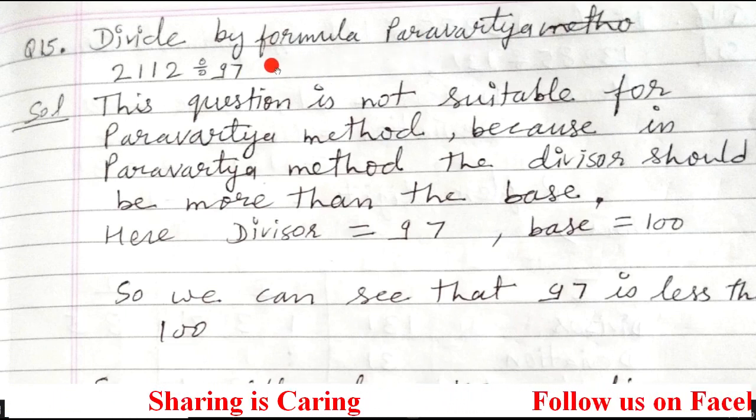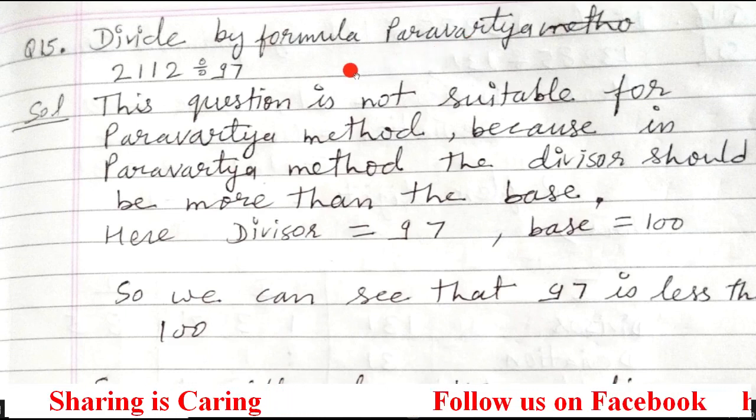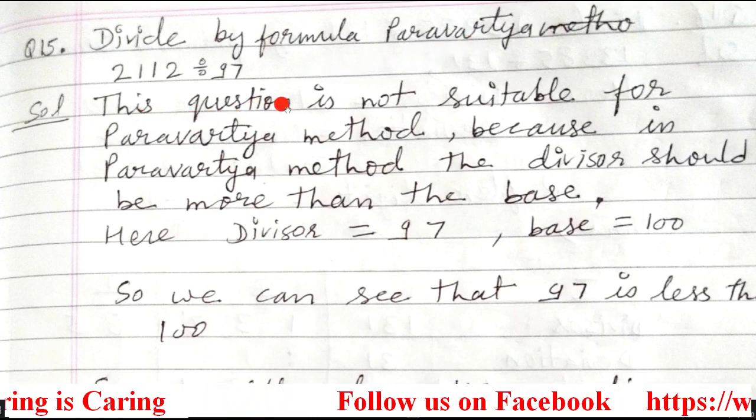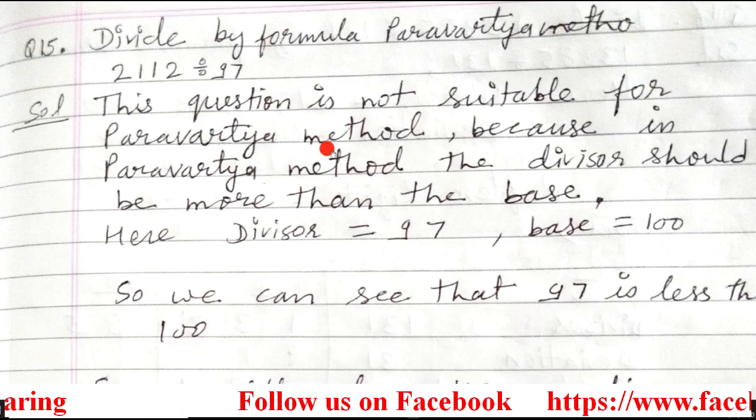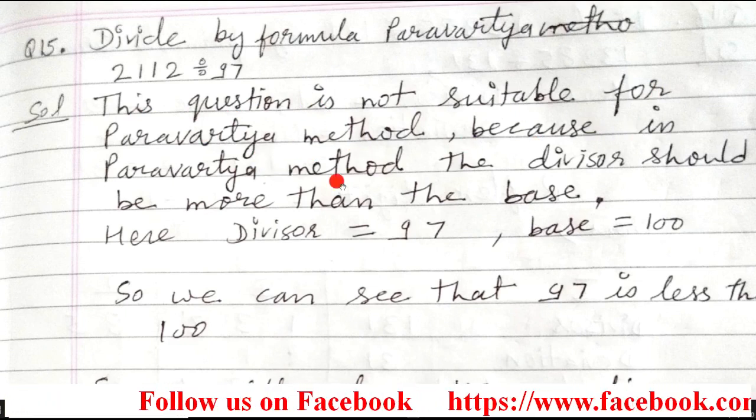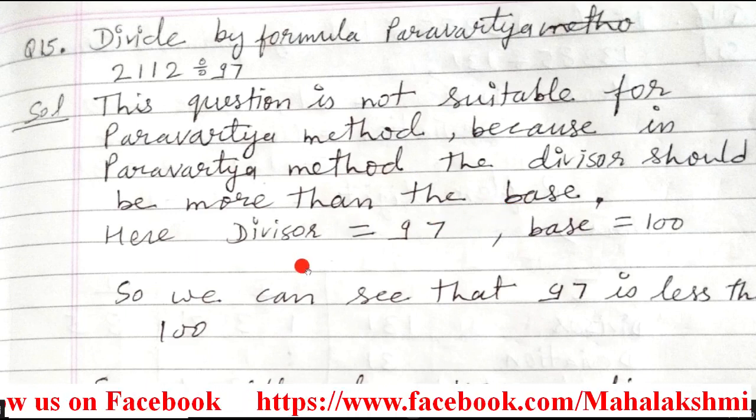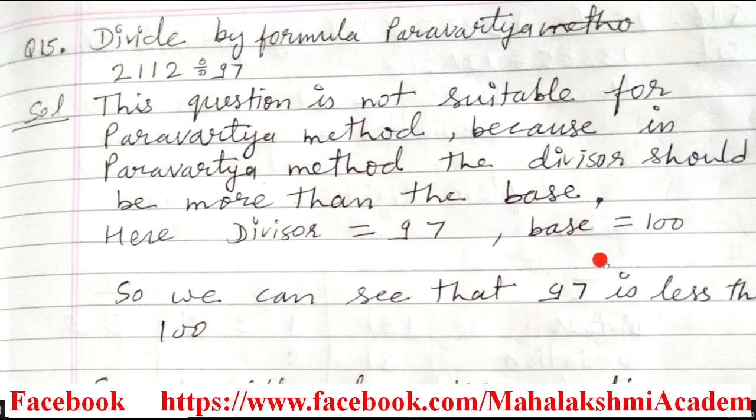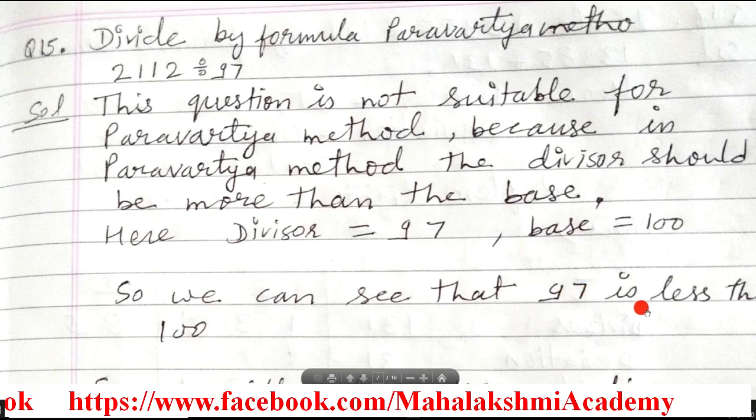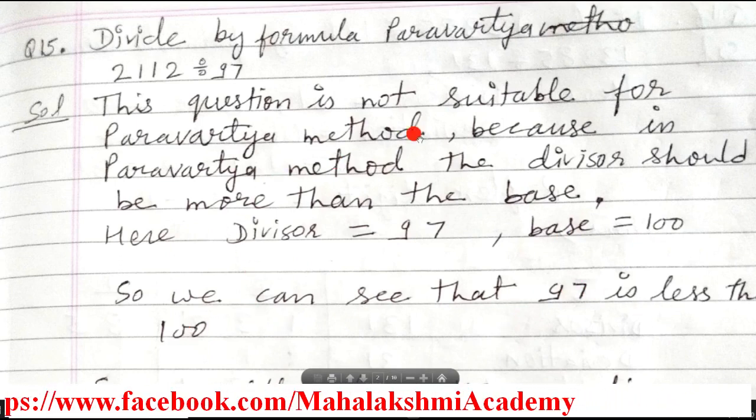So if this kind of question comes in the exam, then you should write like this. This question is not suitable for the Parvartiya method, because in the Parvartiya method the divisor should be more than the base. Here the divisor is 97 and the base is 100, so we can see that 97 is less than 100. That's why this is not suitable.